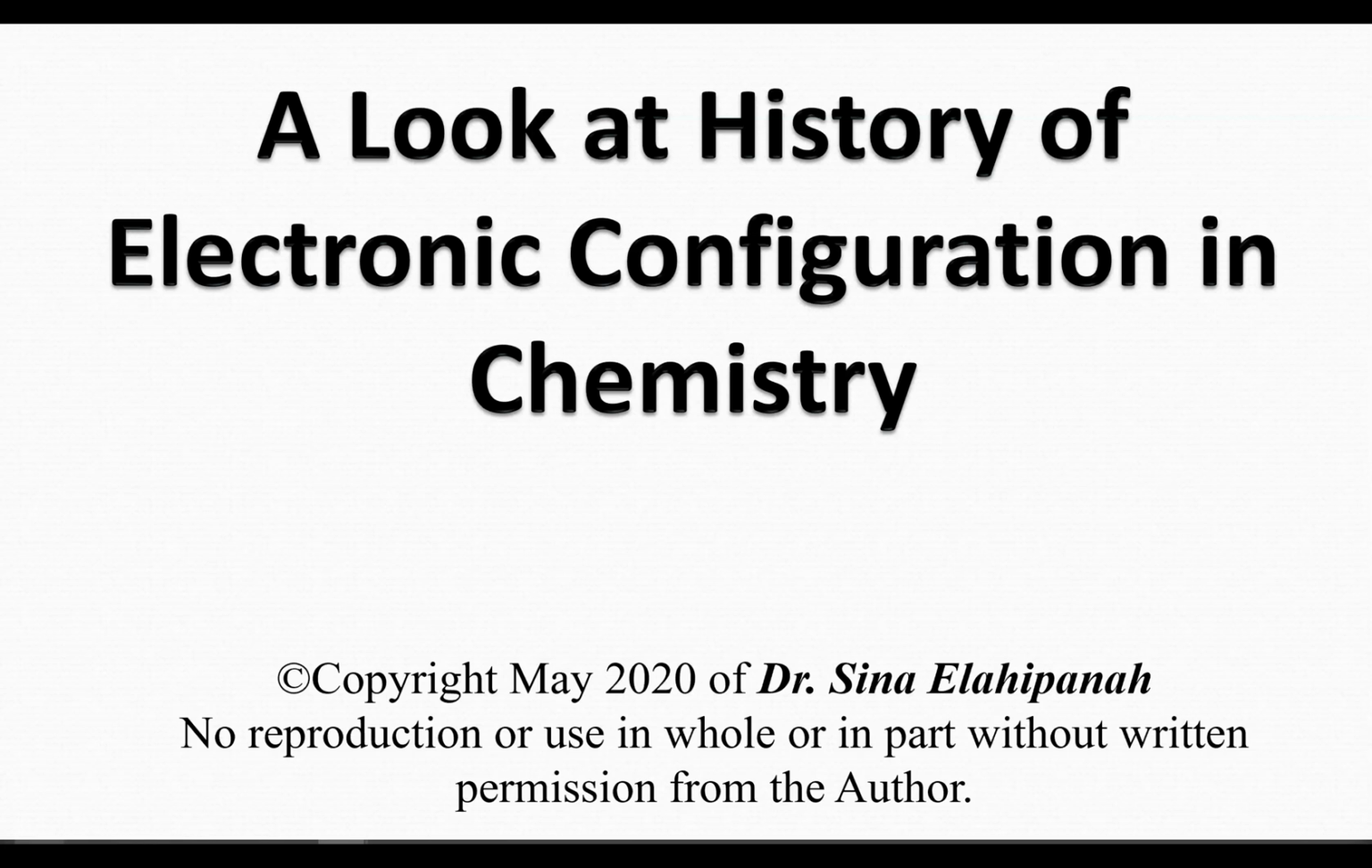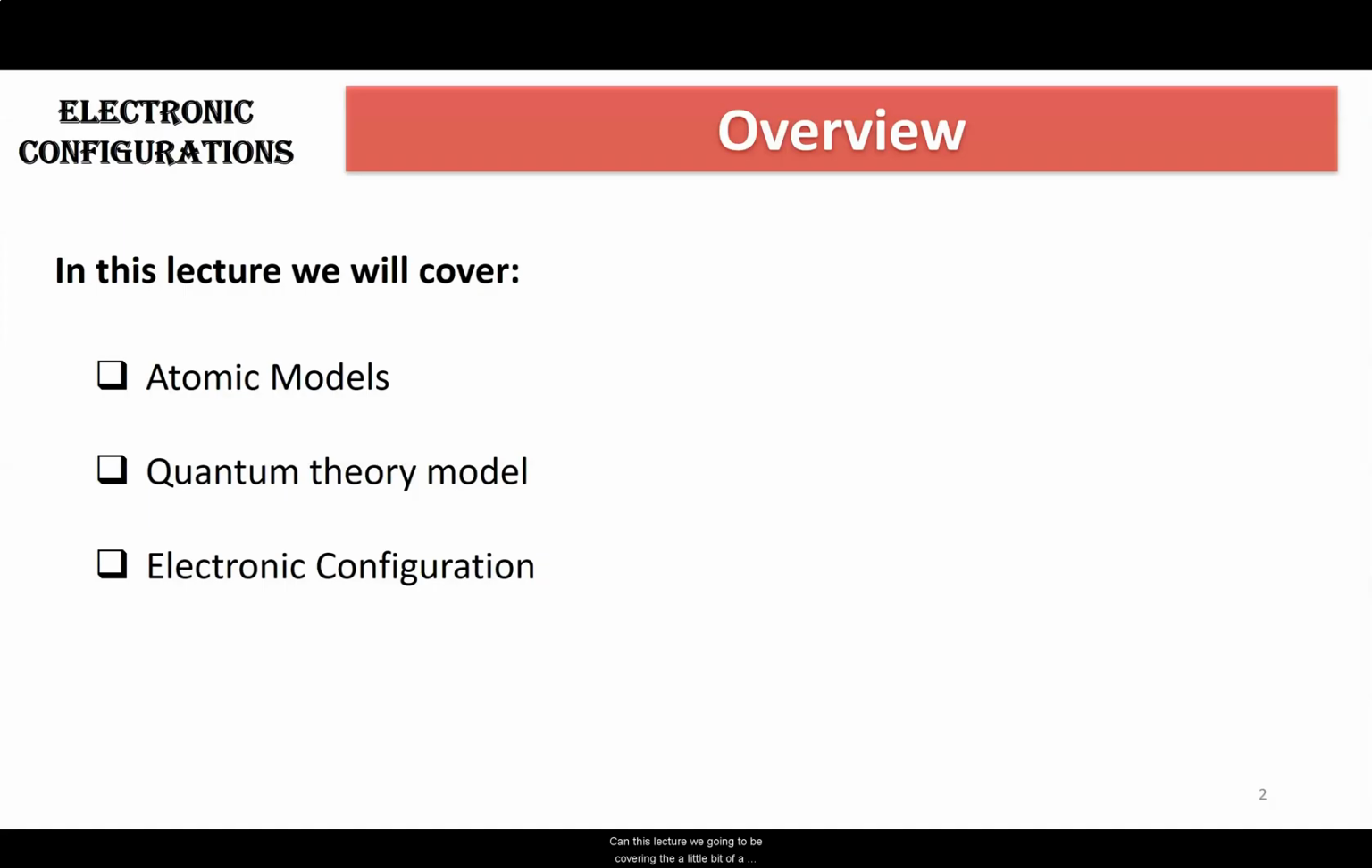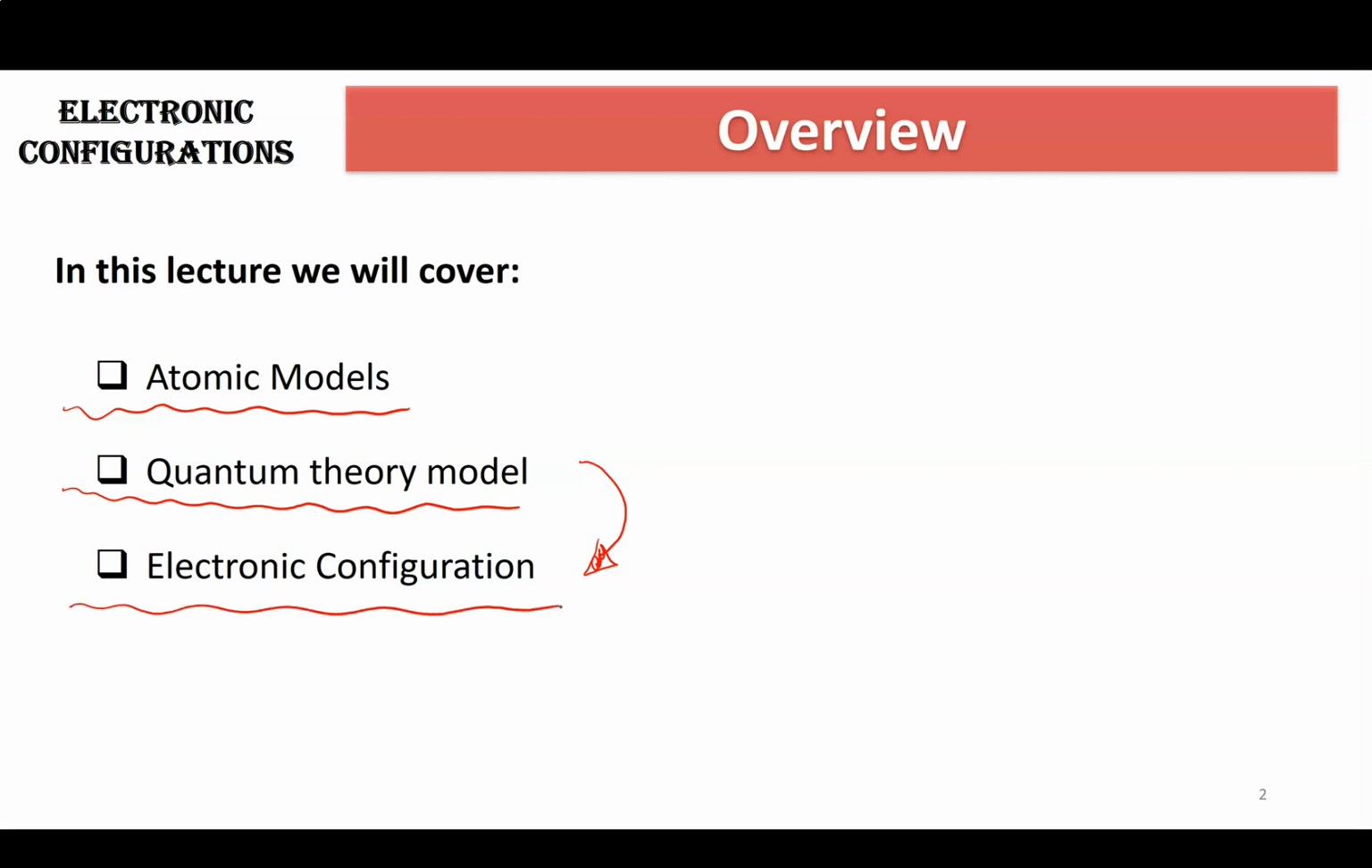Hello, folks. Welcome to today's lecture, in which we'll be covering a little bit of a history of atomic models. We're going to learn where atomic models came from, and then we're going to look at the best atomic model that we currently have so far, and that is the quantum theory model. And then we're going to learn how we can use what we learn in the quantum theory model in order to define the position of electrons around a nucleus or in the atom, and that is electronic configuration.